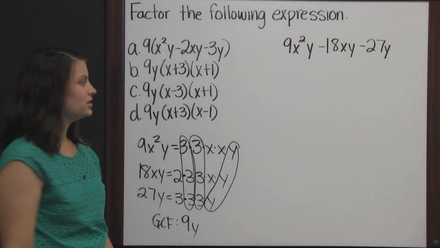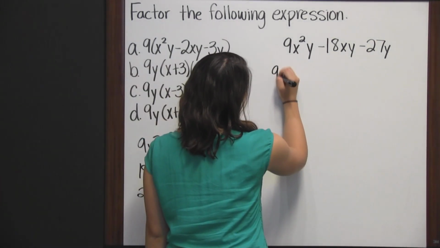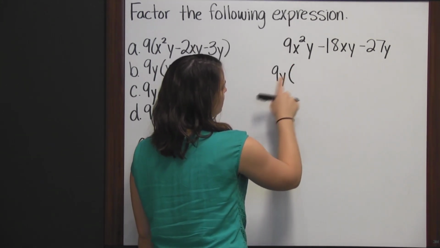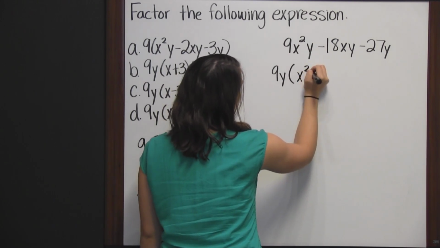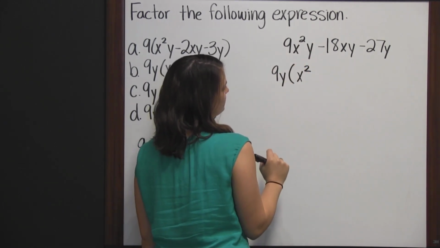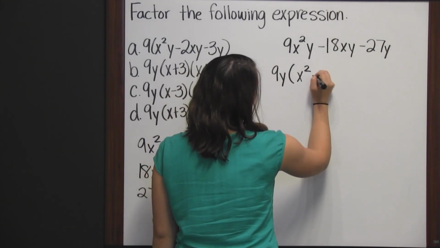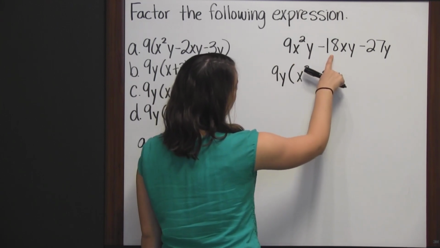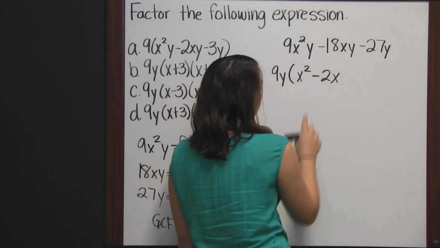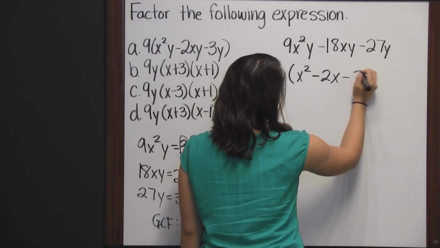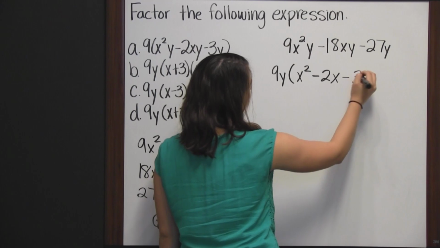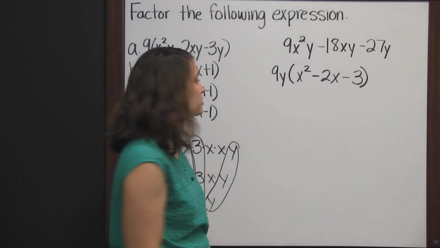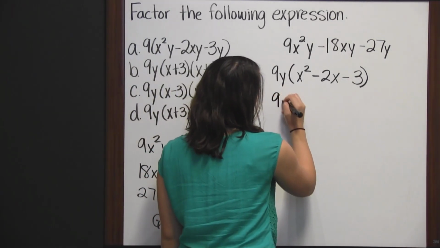Now we can factor out the GCF. So we're going to factor out a 9y from each one of our terms. 9y times x squared would be 9x squared y. 9y times negative 2x would be negative 18xy. And 9y times negative 3 would be negative 27y. Now we need to look and see if we can factor this trinomial. So bring down the 9y.